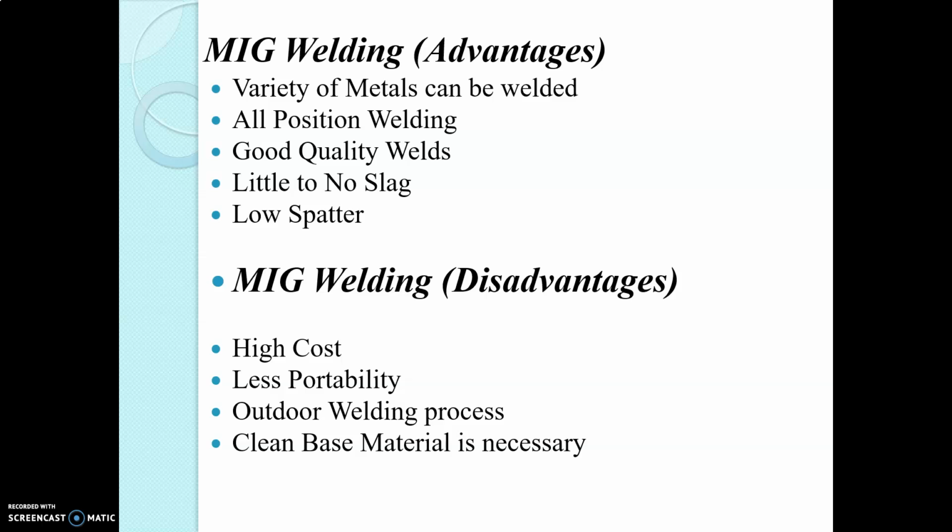Some of the advantages of the MIG welding are that a variety of metals can be welded with this process, all position weldings can be done, and the quality of the weld which we create is a good one, with little to no slag, no spatters. And the disadvantages of MIG welding are that the cost is very high and there is less portability. It is an outdoor welding process, and clean base material is necessary for this kind of welding process.